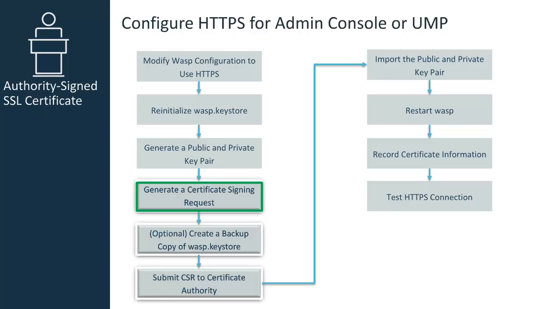You must also generate a certificate signing request for the certificate authority. Create a backup copy of WASC.keystore. This is not a required step, but if you encounter a problem, a backup copy of the WASC.keystore file will save you from having to repeat previous steps. And submit the certificate signing request through the Certificate Authority web form.